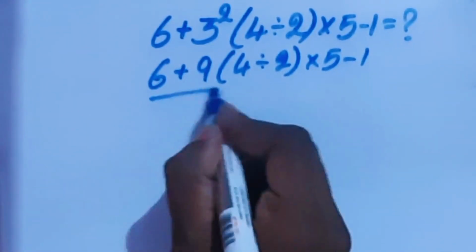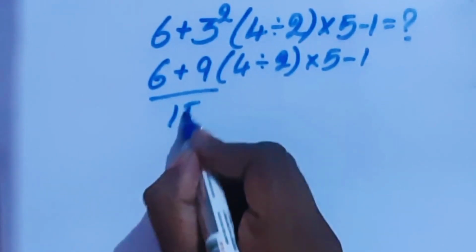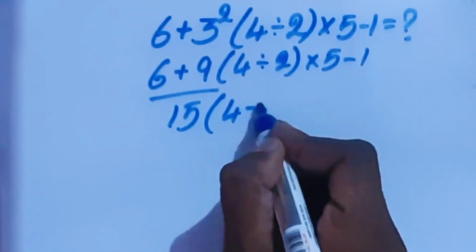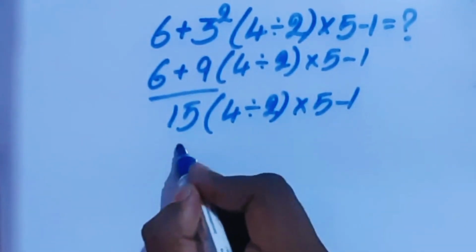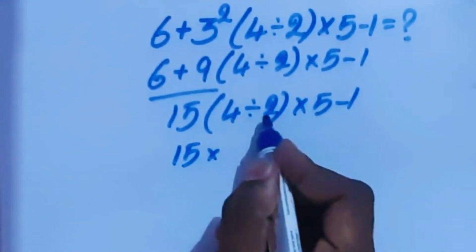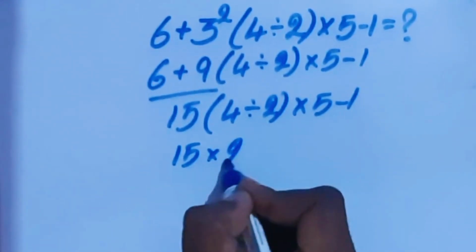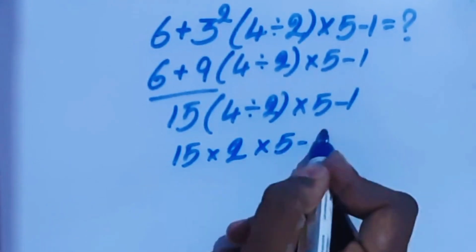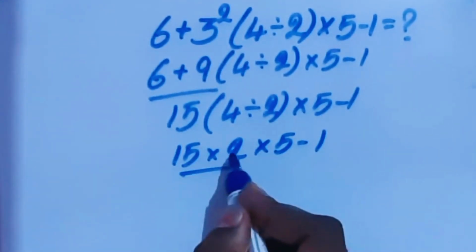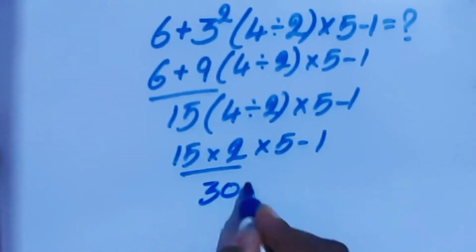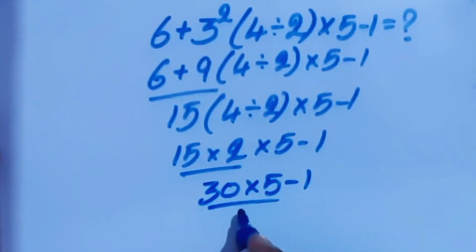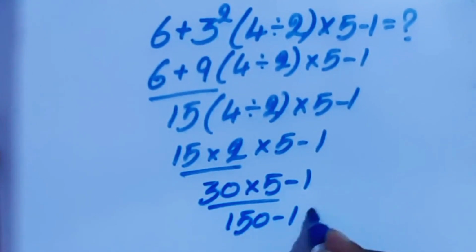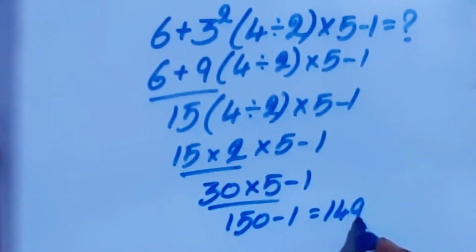Here, 6 plus 3 power 2 is 9 times in bracket 4 divided by 2 times 5 minus 1. Here 6 plus 9 is 15, bracket 4 divided by 2 times 5 minus 1. Here 15 times 4 divided by 2 is 2 times 5 minus 1. Here 15 times 2 is 30 times 5 minus 1. Here 30 times 5 is 150 minus 1. Here 150 minus 1 is 149, which is the wrong answer.